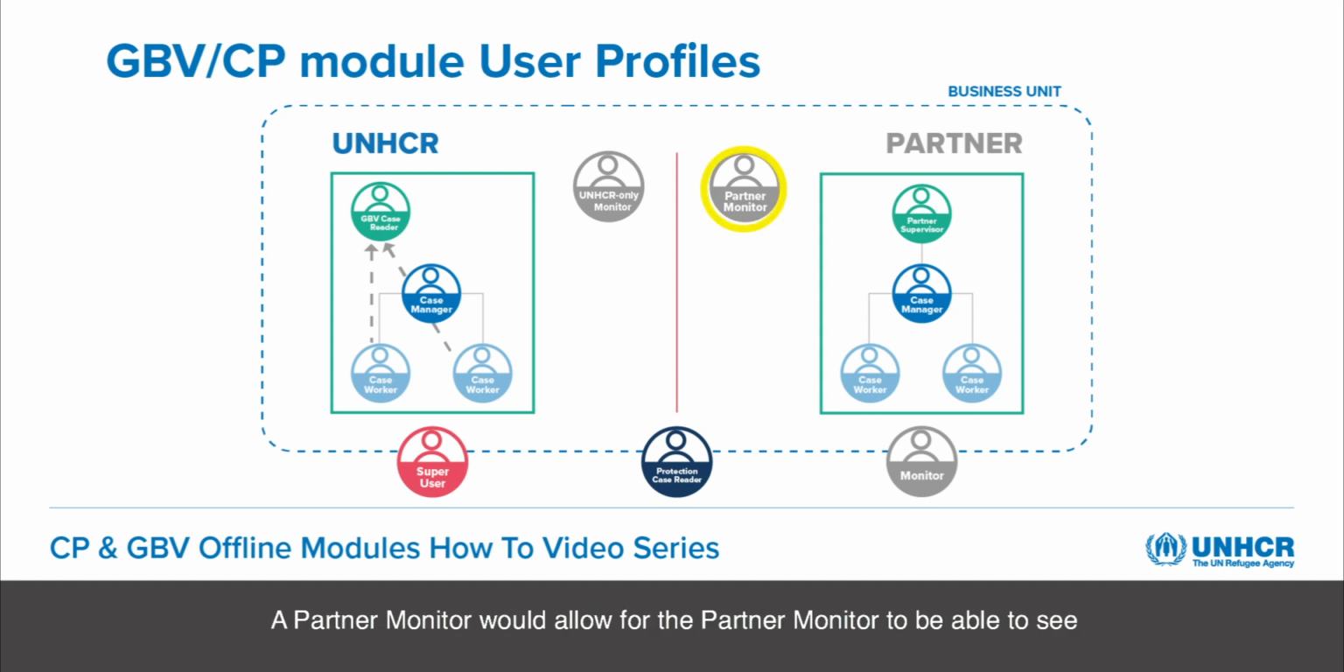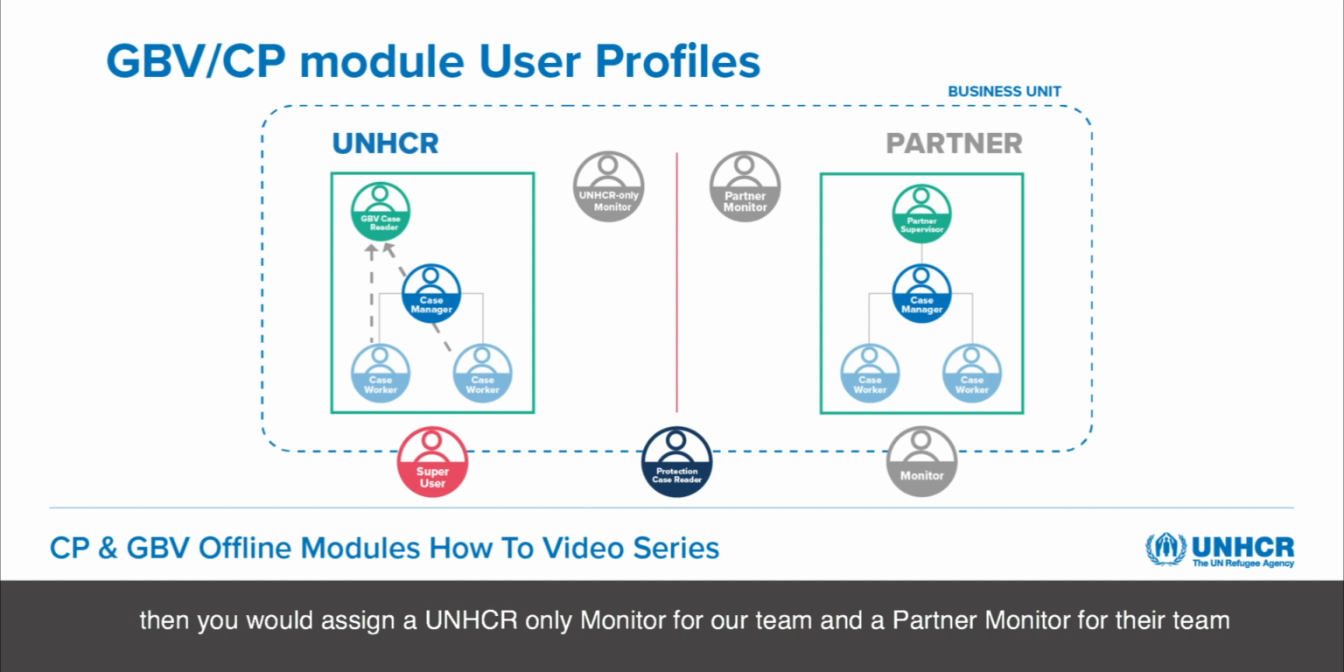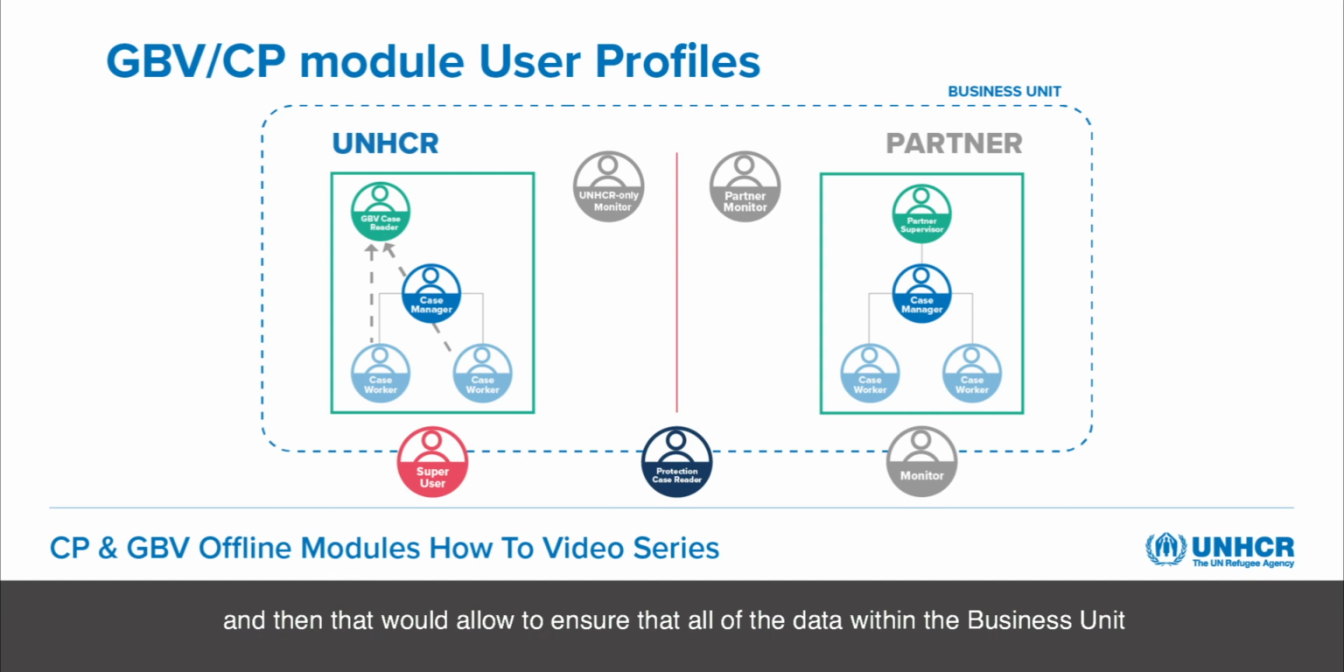A partner monitor would be able to see, again similar to our UNHCR monitor, only the drop-down menu-based data for the GBV or child protection module to allow for quality assurance. So if the partner would like to do their own QA, quality assurance, then you would assign a UNHCR only monitor for our team and a partner monitor for their team, and that would ensure that all of the data within the business unit for these modules would be quality assured.